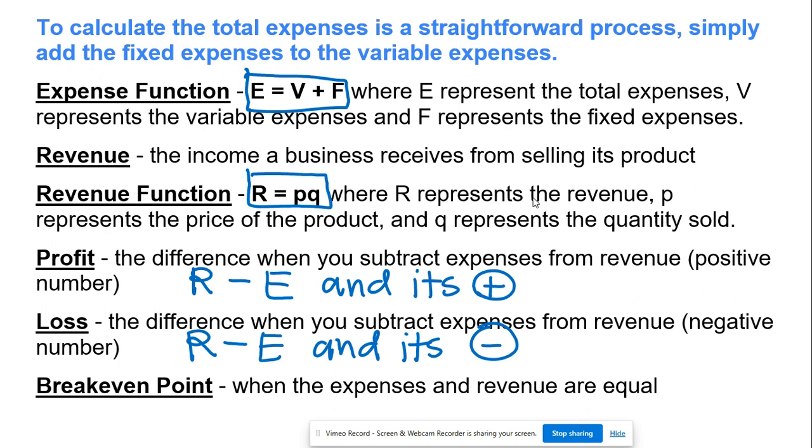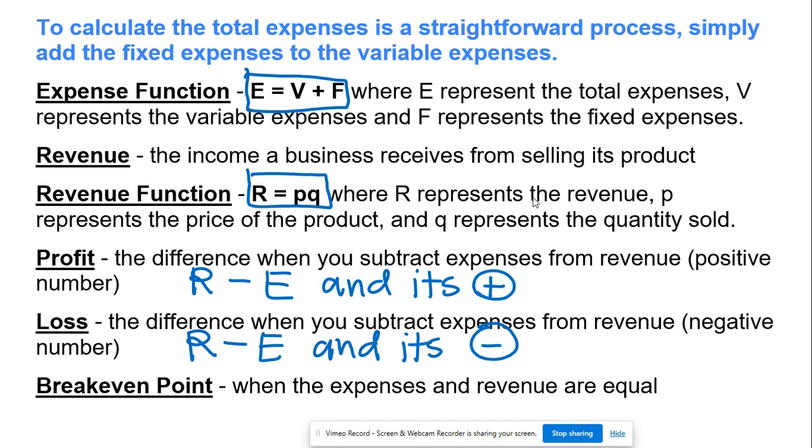And to calculate the total expenses for our expense function, we would just add the variable values plus the fixed expenses. Revenue is the income you get from selling your product. The revenue function is when you multiply a price times the number of things that you are selling, your quantity. And so that will tell you how much your business is getting from income.